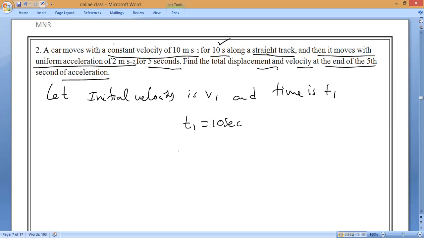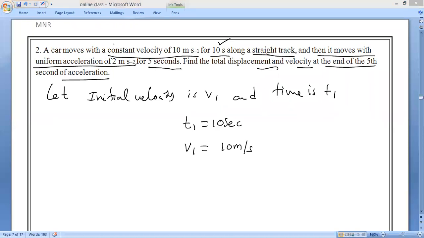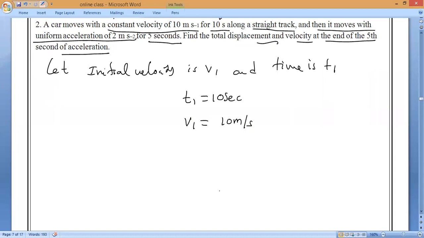And what is the initial velocity? V1 is equal to 10 meter per second. Don't take minus and all. I already said, correct everybody, bar only we have to take it. Now, what is the distance traveled from this? For 10 meter per second for 10 seconds, what is the distance traveled? We know that it is constant velocity.